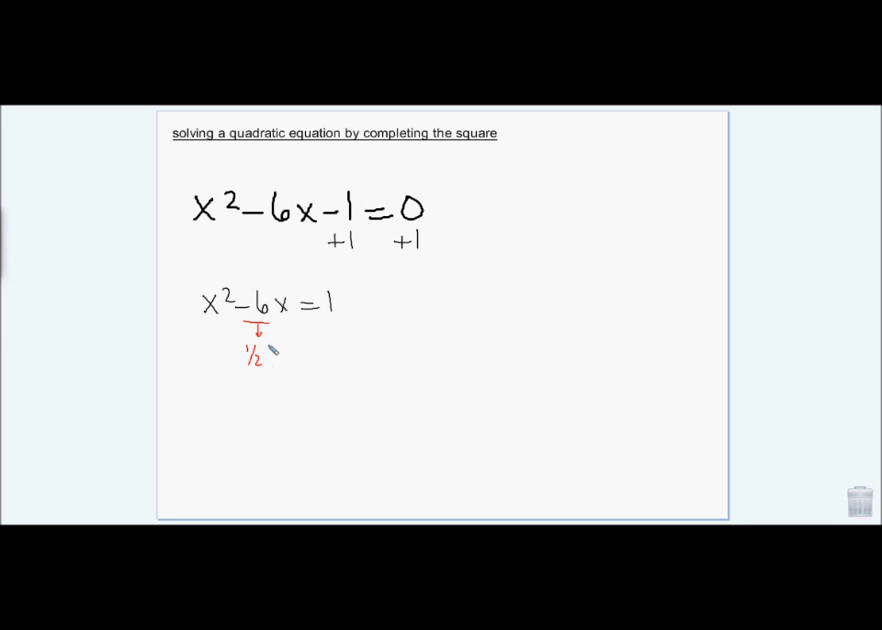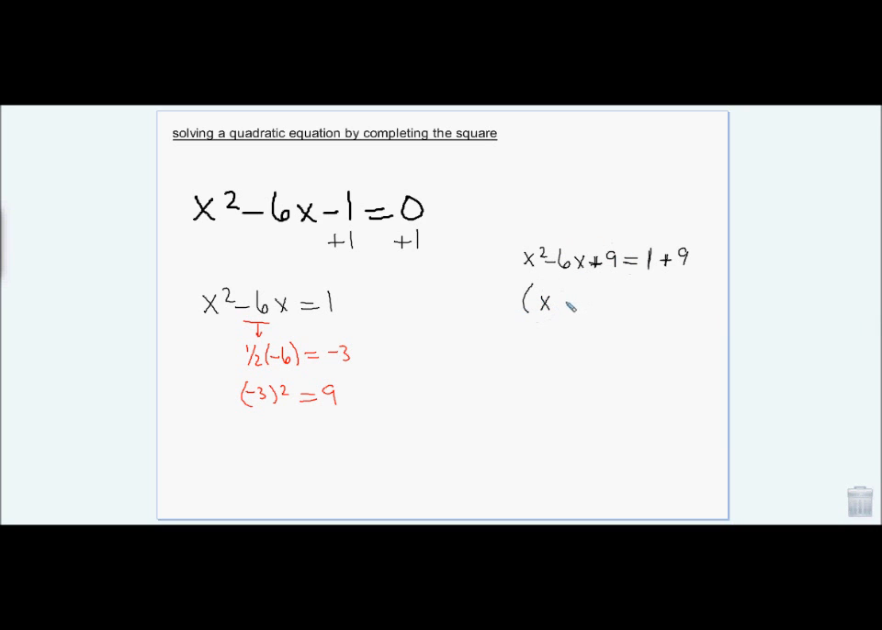I take 1/2 of negative 6, that gives me negative 3. And then I take that negative 3 and I square it to get 9. I'm going to take that 9 and add it to both sides of the equation. And I have to add it to both sides, otherwise it wouldn't be a true statement. I can't just randomly add 9 to one side.